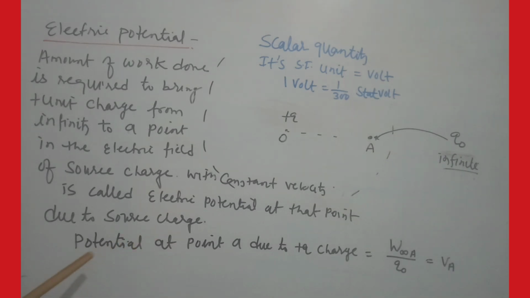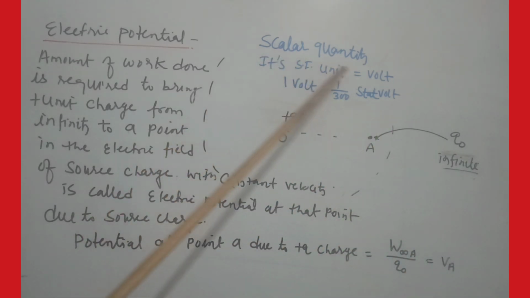So the formula for electric potential is: potential at a point due to positive Q charge is equal to work done to bring Q naught charge from infinity to point A. So work done from infinity to A upon Q naught is equal to VA. So this is the formula for electric potential.